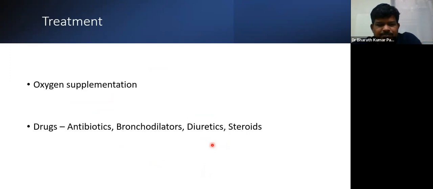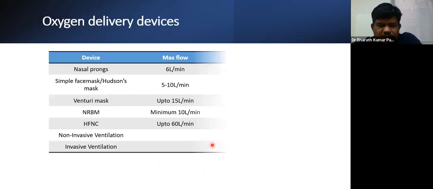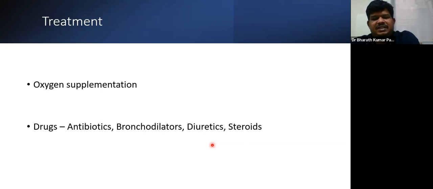Coming to the treatment aspects, as I said, we'll classify the patients and then decide on oxygen supplementation accordingly, and the need of certain drugs like antibiotics if the patient is found to have a community acquired pneumonia or any other cause of pneumonia. If the patient has any problem with the airways, the need for bronchodilators, and if the patient has a pulmonary edema, there's a role of diuretics, and steroids in the long-term diseases, especially in asthma, COPD, or interstitial lung disease.